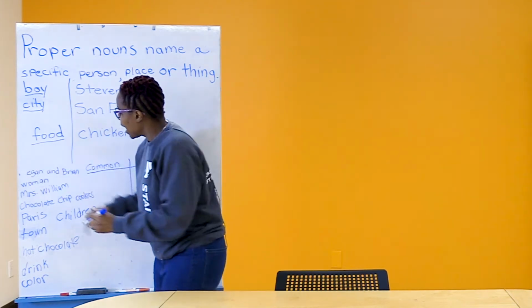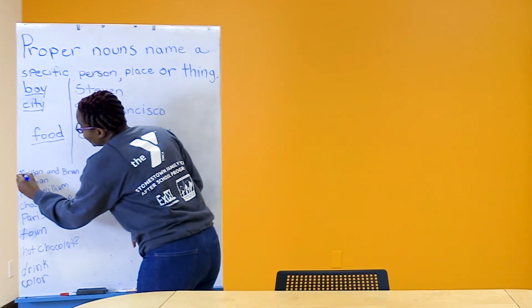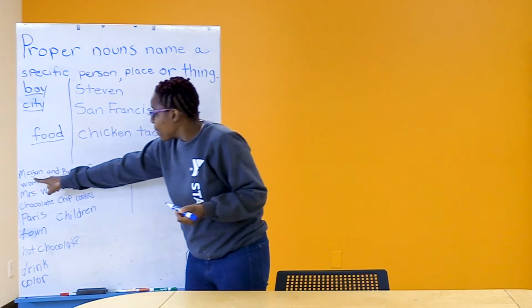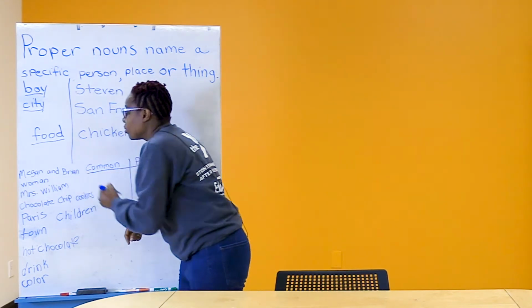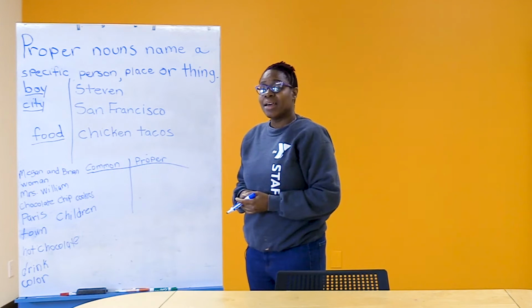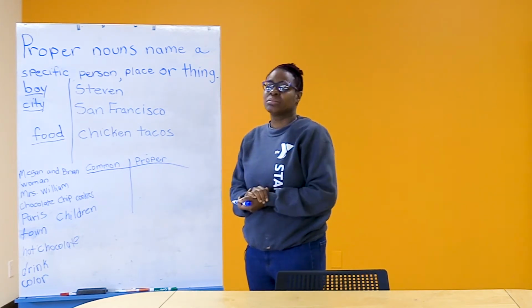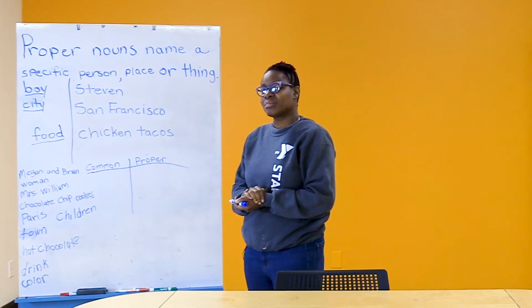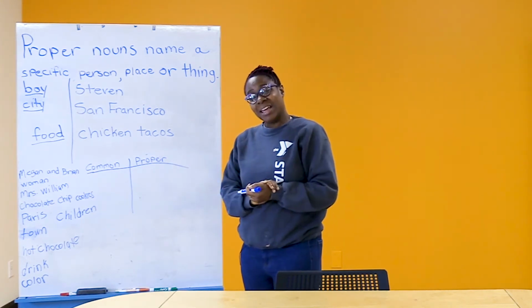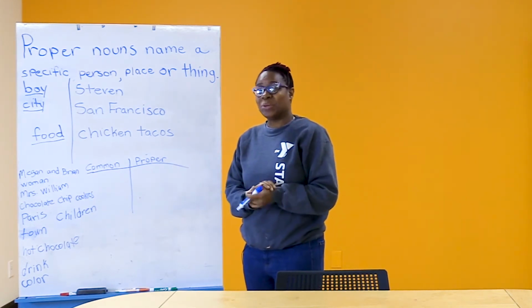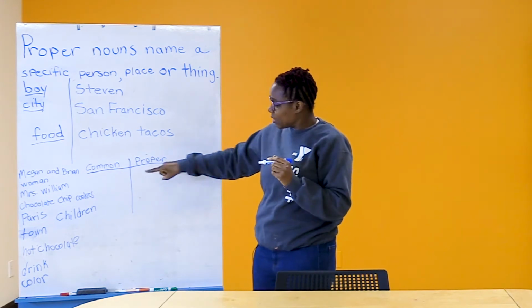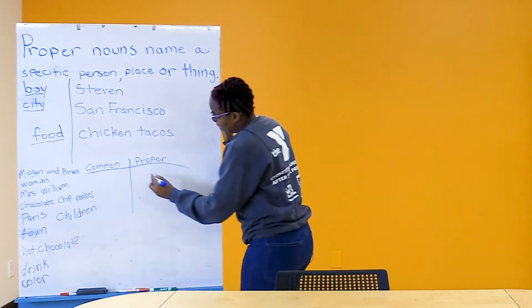And I'm just going to capitalize this M right here because I'm going to say a name. Megan and Brian. Is that a common noun or a proper noun? You know what? If you said a proper noun, you are correct. So let's go ahead and put it on this side.